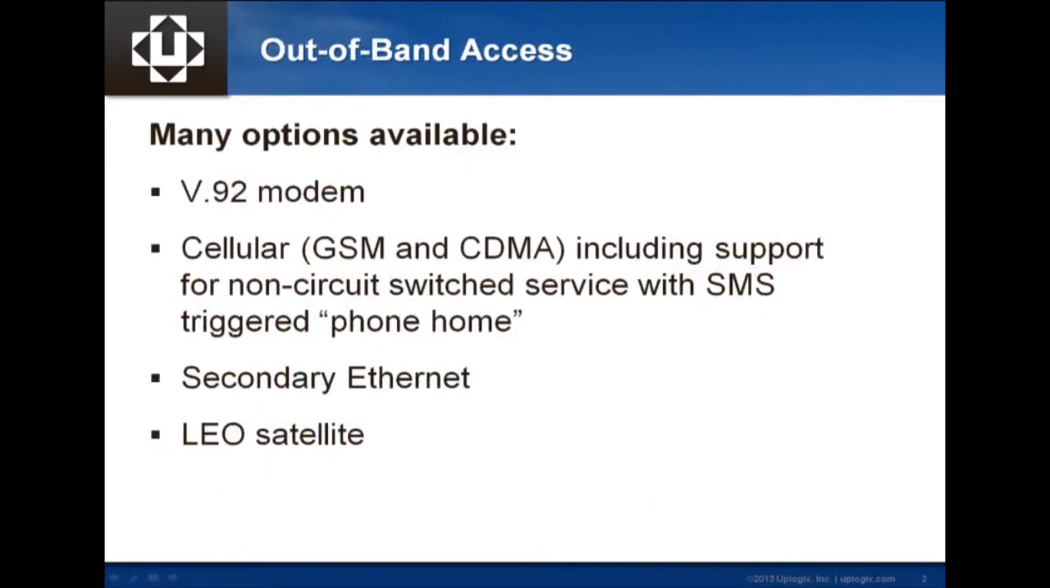For out-of-band access, we can use a variety of different technologies, from a simple V.92 modem going over an analog POTS line to your sites, to a cellular connection with support for non-circuit switched services, secondary Ethernet utilizing either a backup DSL or cable connection, and low Earth orbit satellites such as Iridium.